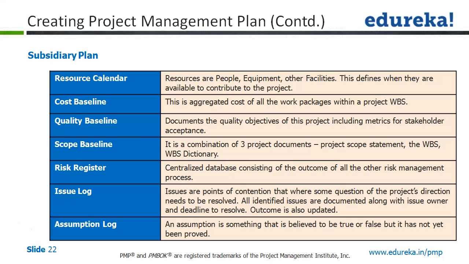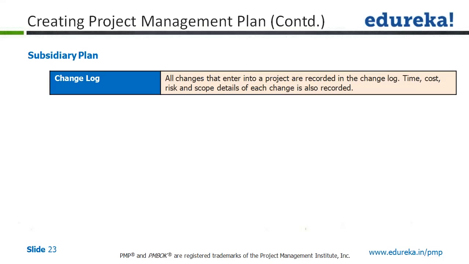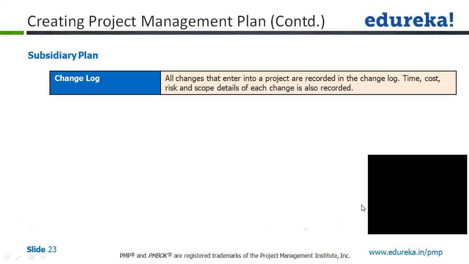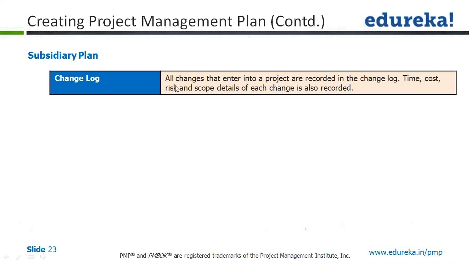Then comes an issue log. All the issues are identified and there is a numbering system, so there is a log which is maintained. And there is an assumption log also, like once you execute a project, you take various assumptions into play. So even those assumptions are documented. Then comes the change log. All the changes which we are entering into a project, there is a change log which gets created. And these are also pretty much related with your change management plan as such.